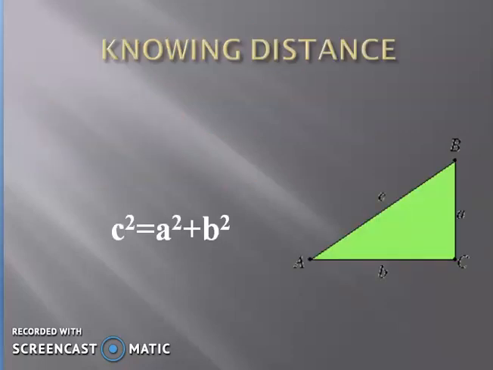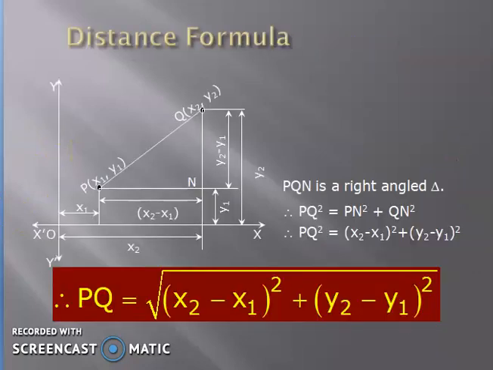What is the distance? As we know that in the Pythagoras theorem, if a right triangle is given, the square of the hypotenuse is equal to the sum of the squares of the other two sides. In a similar way, we are going to calculate the distance formula.